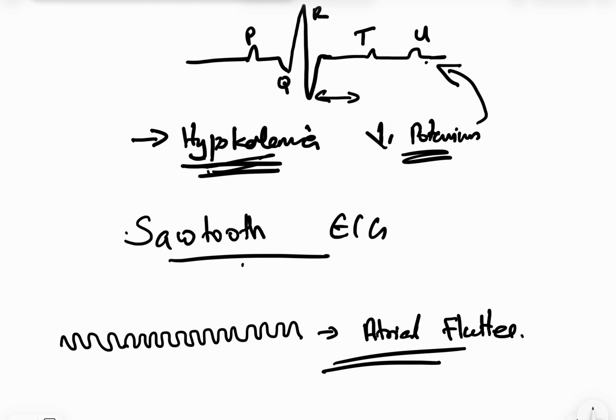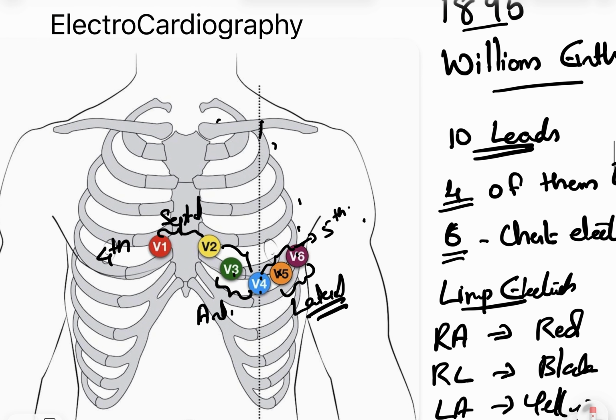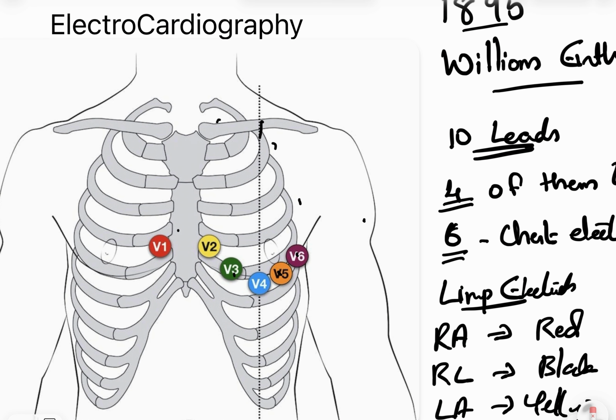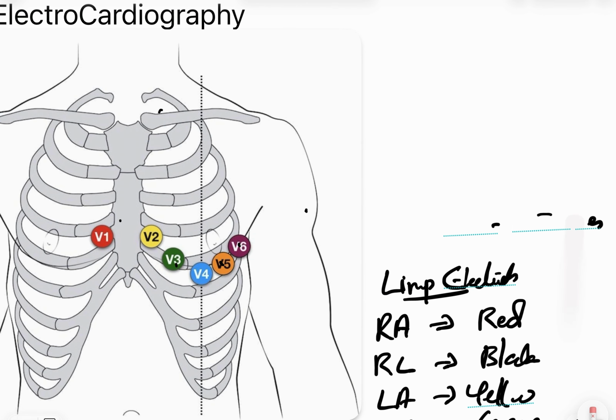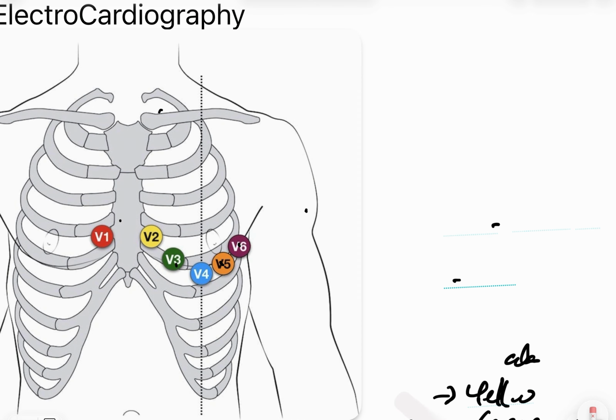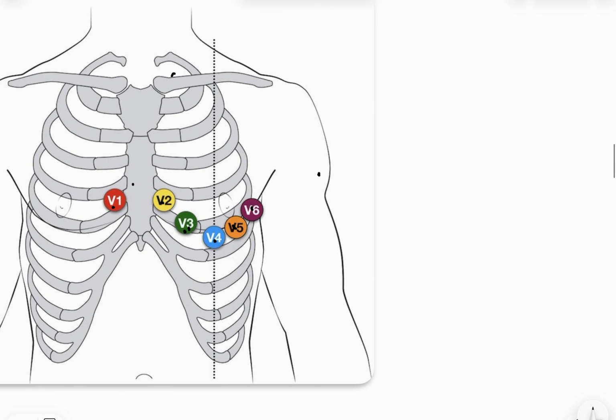So I hope you got an idea about what ECG is, what the different types of ECG are, and how we do an ECG. We'll go back to it again. ECG or electrocardiography is used to record the impulses traveling through the heart and thereby diagnose the patient with myocardial disease conditions. ECG has a total of 10 leads, 4 of them are limb leads and 6 of them are chest leads. The 6 chest leads are V1, V2, V3, V4, V5 and V6.